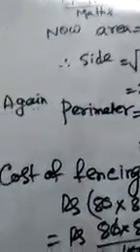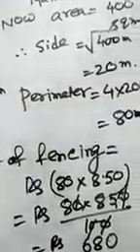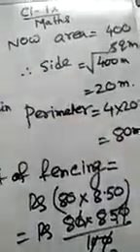Yes, it is 680 rupees, and so on. The math is correct. Now we go for number 3. Number 3 is: the length and breadth of a rectangular field are in the ratio of 4:3.